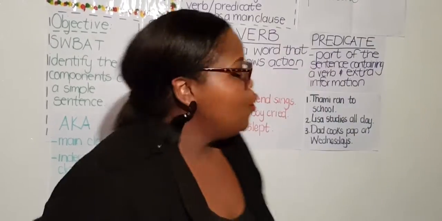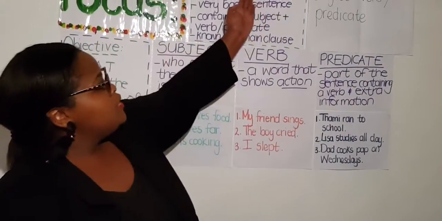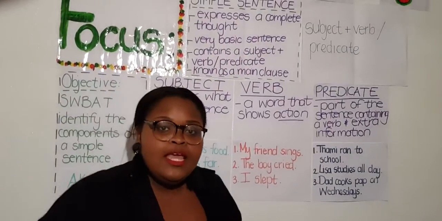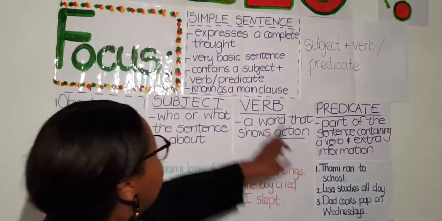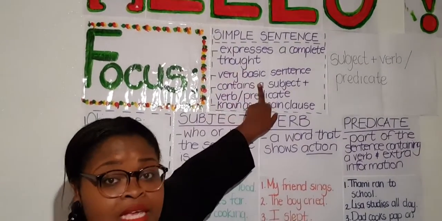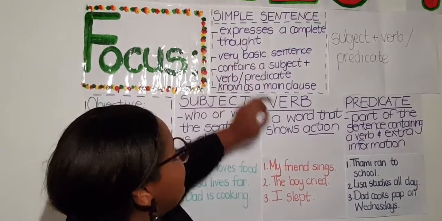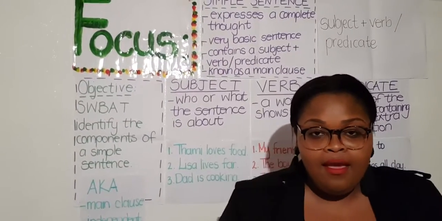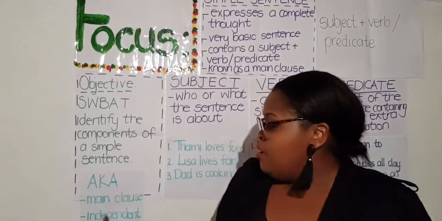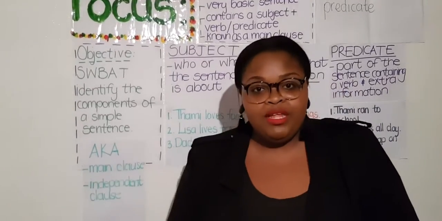Okay, so a simple sentence expresses a complete thought. It is one independent thought. Okay, it's a very, very basic sentence. It contains a subject, a verb, or a predicate. Okay, and it is also known as a main clause or an independent clause.